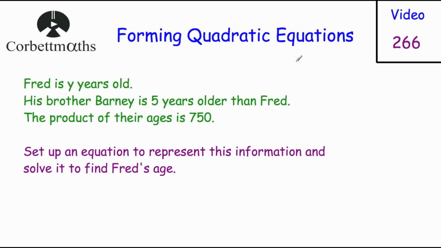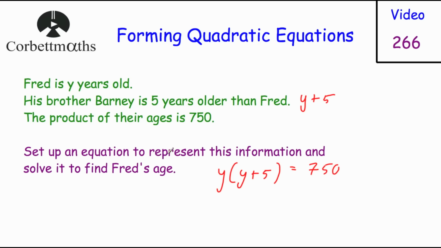So our next topic is forming quadratic equations, and sometimes we have to form quadratic equations from information. Now we've done the same with linear equations, now we're just going to do it for quadratic equations. And our question says, Fred is y years old, and his brother Barney is 5 years older than Fred. So he's going to be 5 years older than y, which would be y plus 5. And it says the product of their ages is 750. Well, that means if we multiply them together, we get 750. So that means that y times y plus 5 is equal to 750.